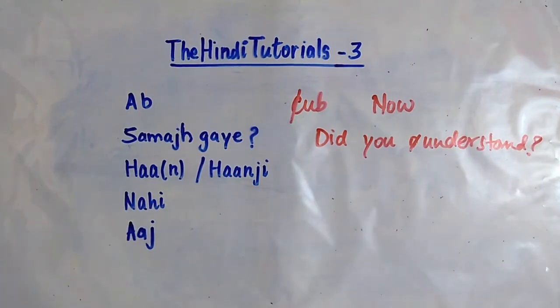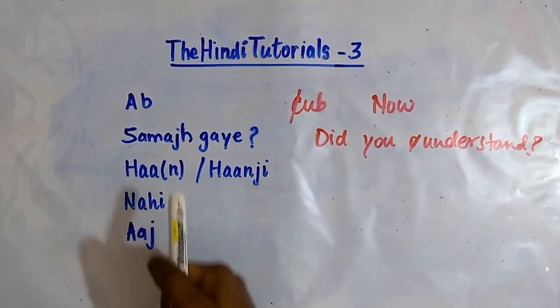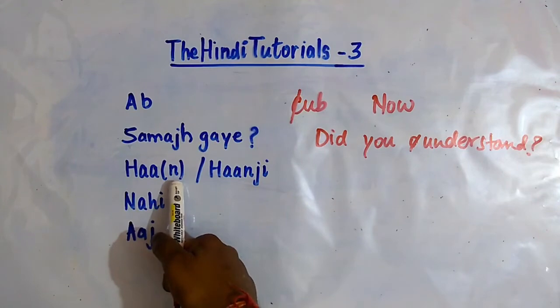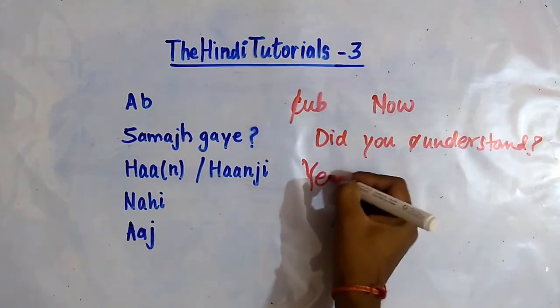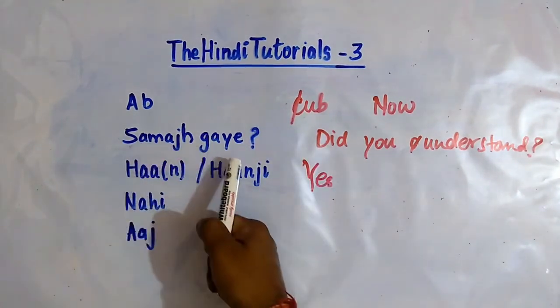The next word is haan. The N is not pronounced completely, it's only a nasal vowel. So we say haan. And if you want to say with more respect, you can say hanji. And it means yes.